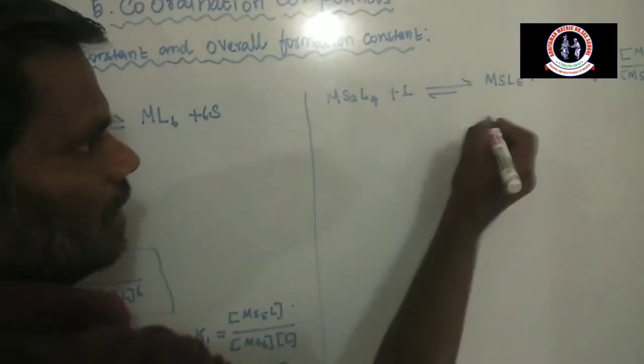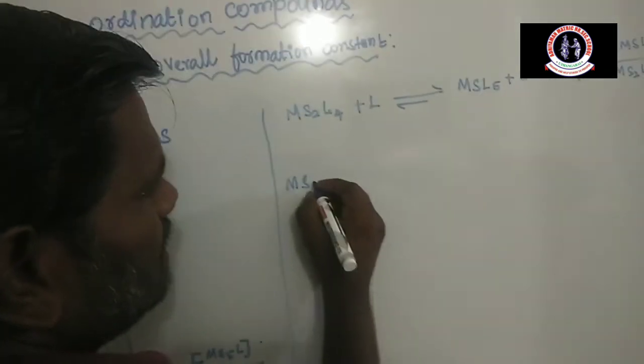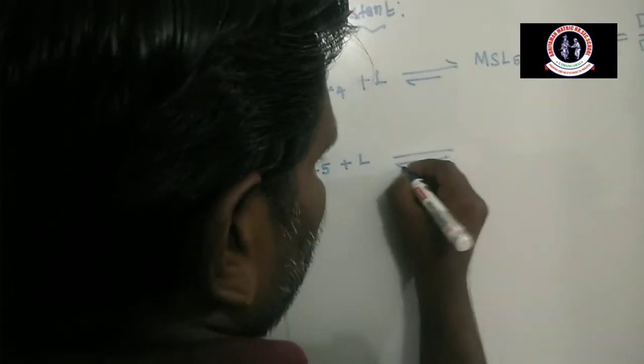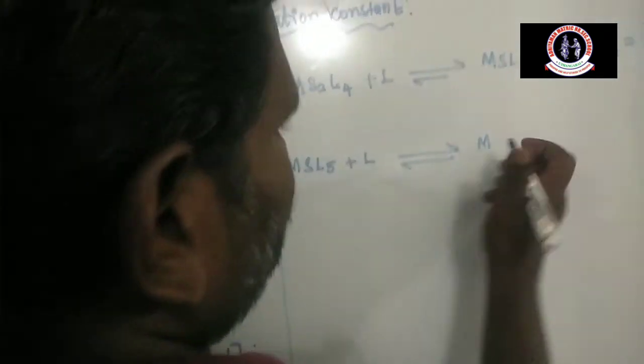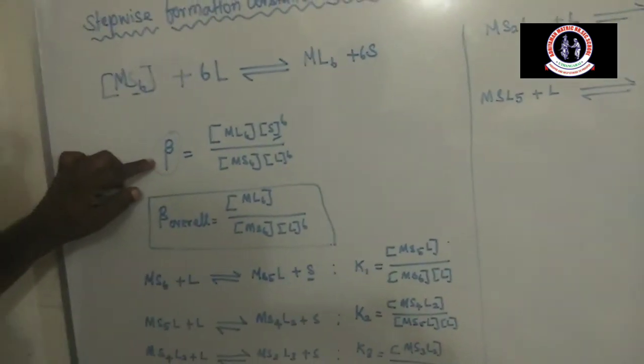Yes, and one more ligand is present here, so MSL5 plus L gives what? ML6 plus S. K6 is equal to ML6 divided by MSL5 into L. So we already know that the overall formation constant is beta.